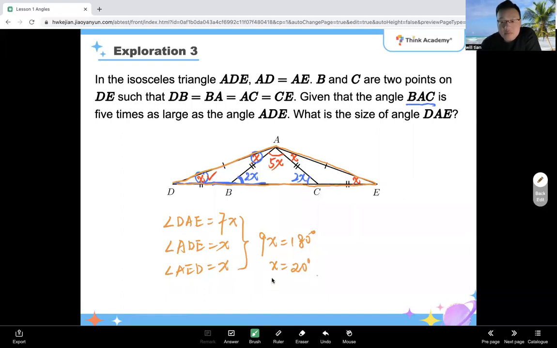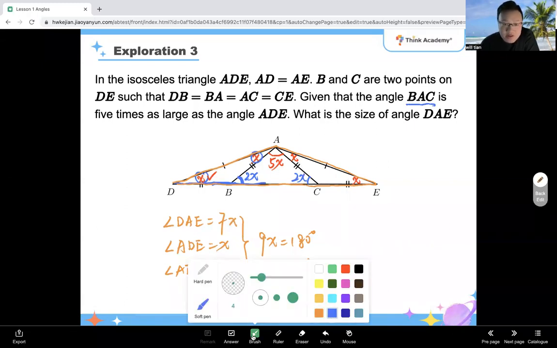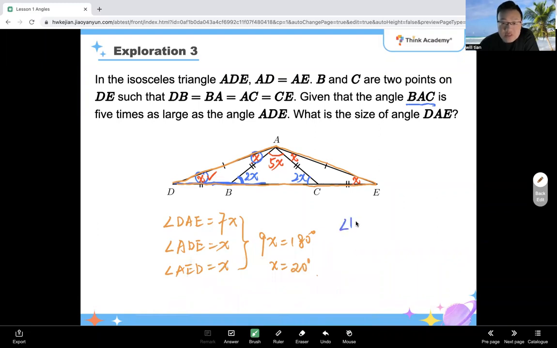Okay. But guys, be careful. Is that 20 the final answer to the question? What's the question? The question is, what is the size of angle DAE, right? So DAE will be 1x, 5x, and 1x, so 7x. And now, guys, we can get a final answer. Angle DAE equals 7 times 20 degrees, and that is the answer to the question, which is 140 degrees.